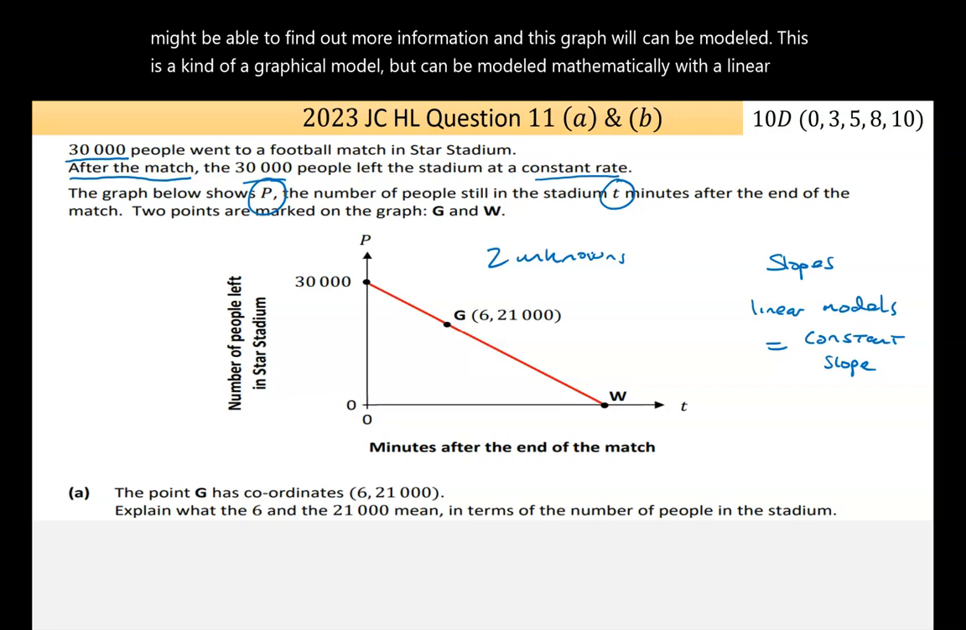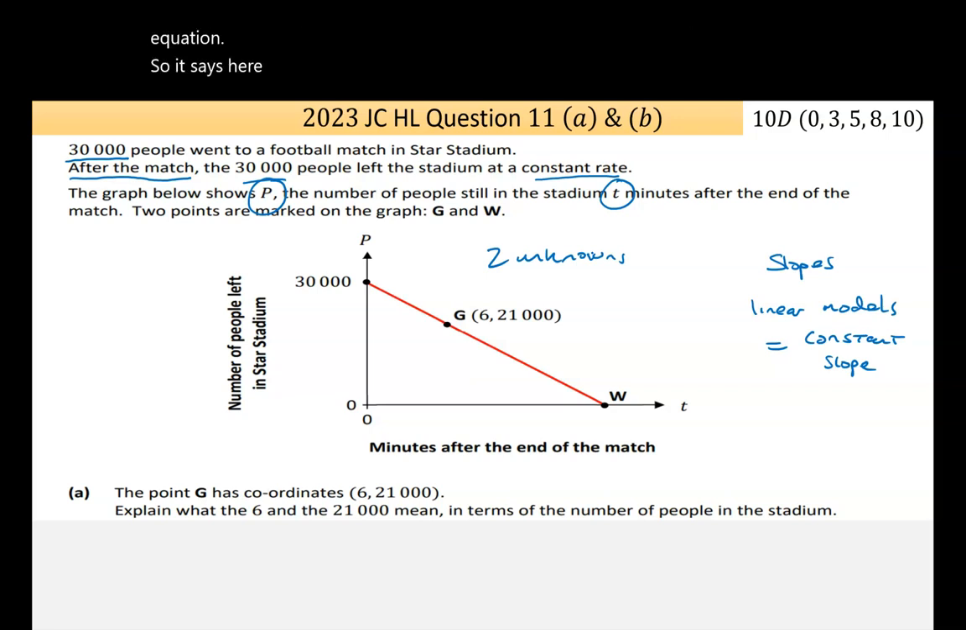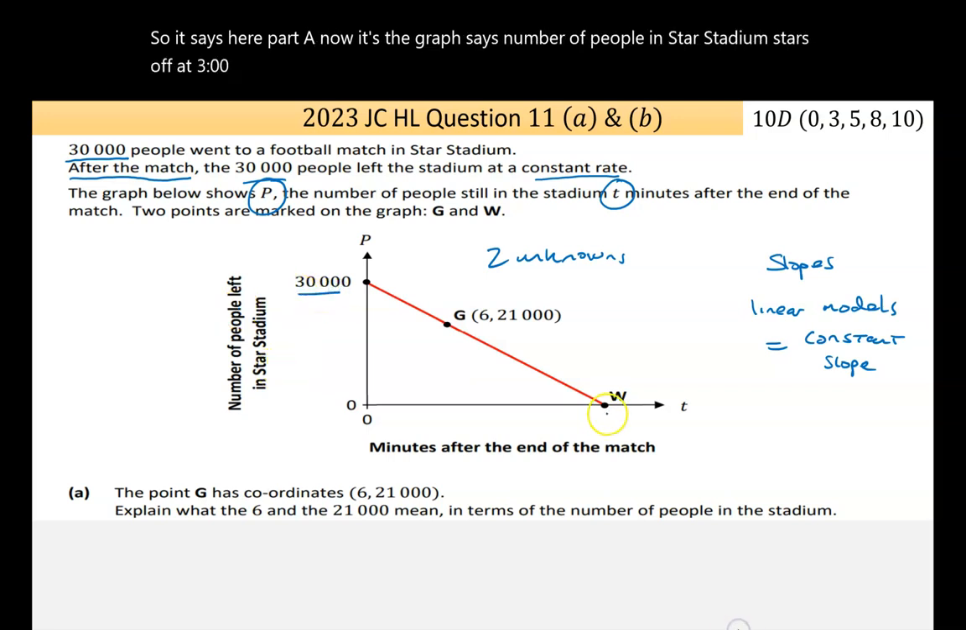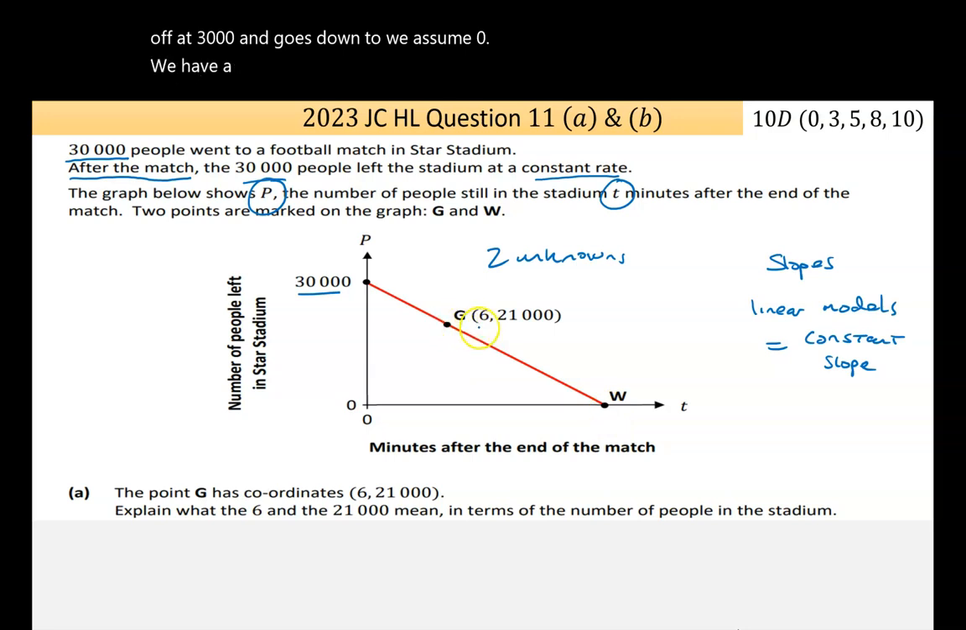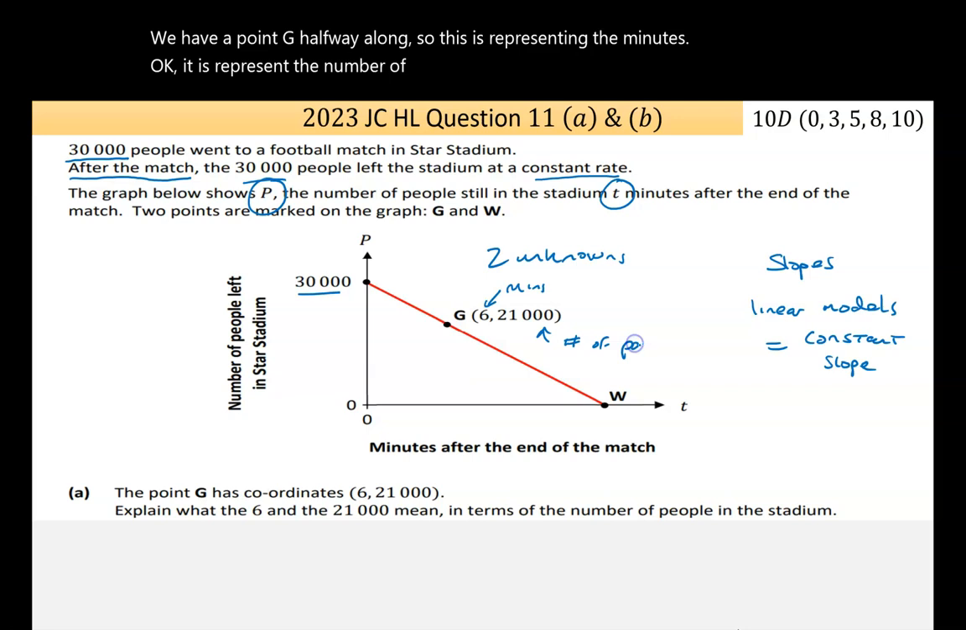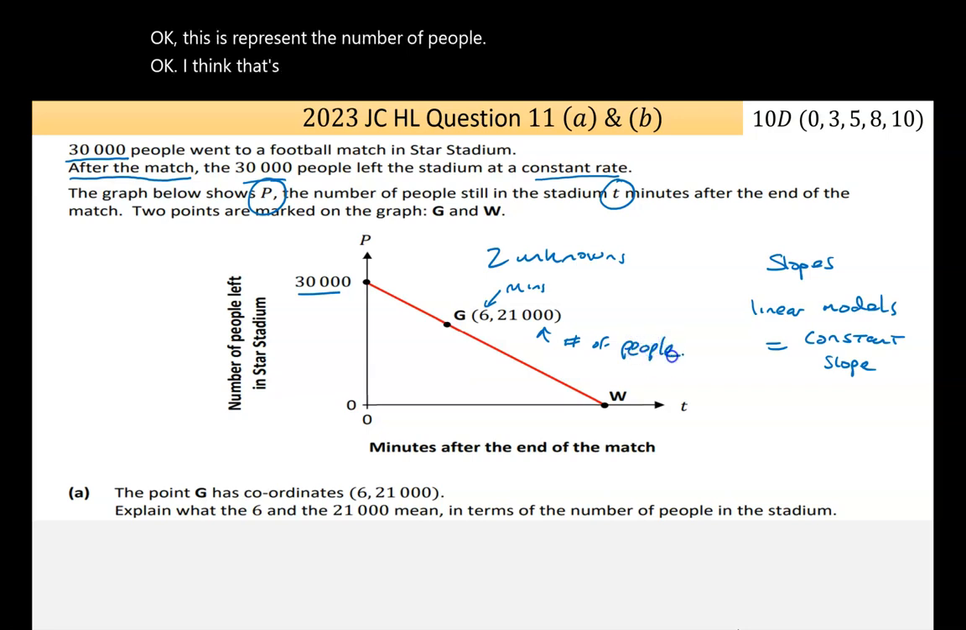So it says here part A, now the graph says number of people in Star Stadium. It starts off at 30,000 and goes down to, we assume, 0. We have a point G halfway along, so this is representing the minutes, and this is representing the number of people. I think that's what part A here is. Part A says the point G has coordinates 6, 21. So the x value, the y value. Explain what the 6 is.